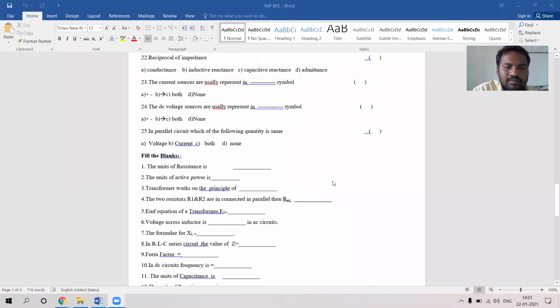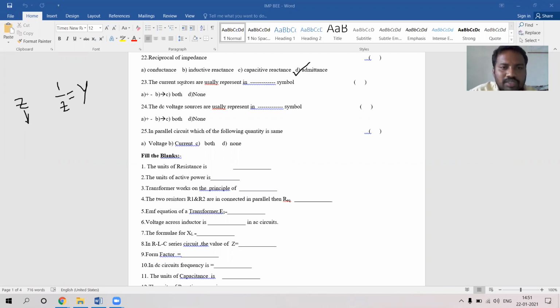Now the reciprocal of impedance. Impedance is indicated with Z. Reciprocal of impedance is 1 by Z. Z is that which opposes the flow of current, and 1 by Z allows the flow of current. That is nothing but 1 by Z, indicated with capital Y. That is nothing but admittance, which allows the current.